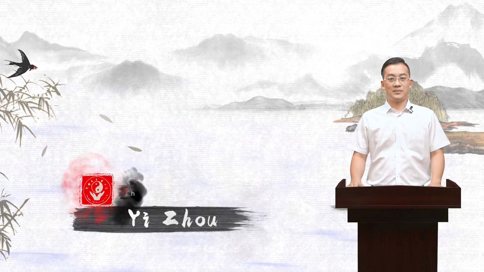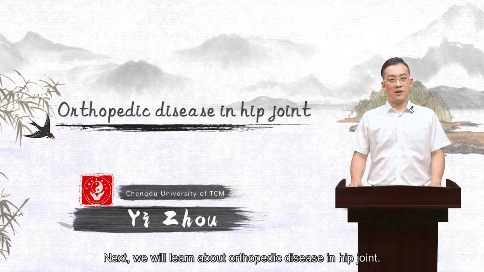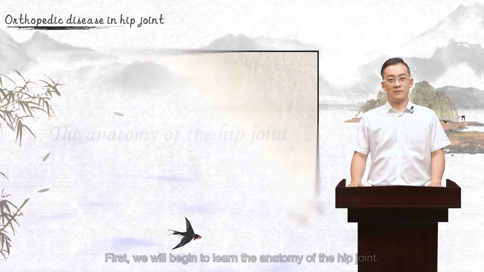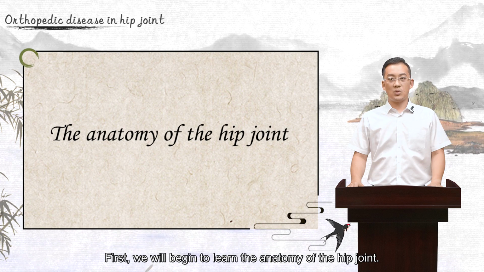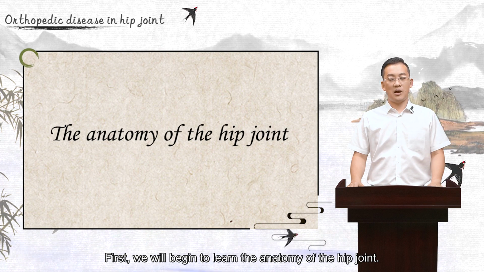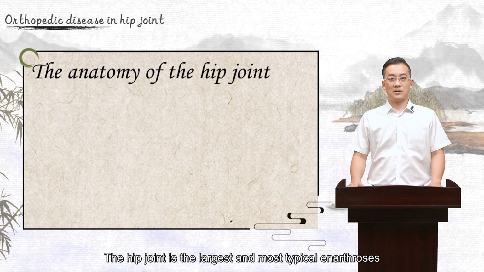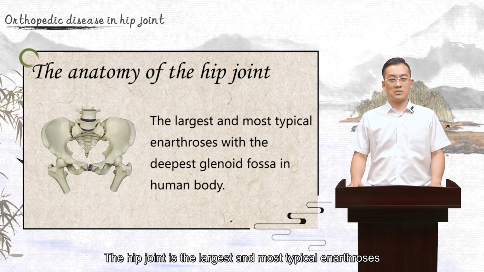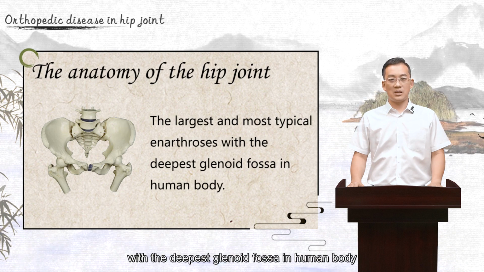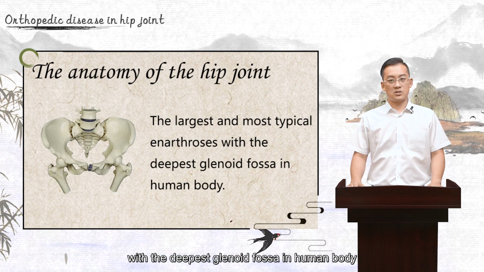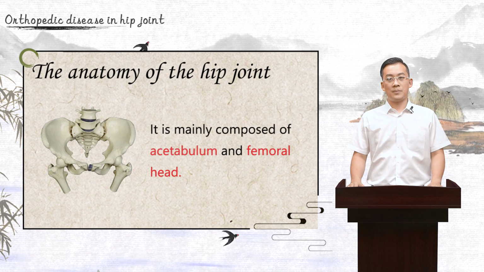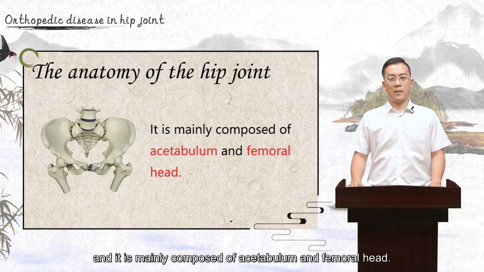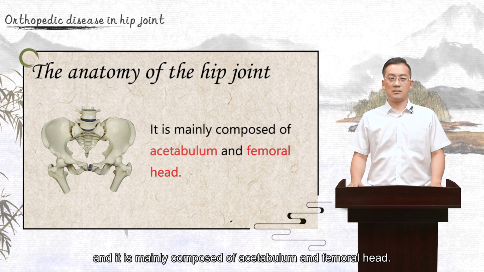Hello everyone. Next, we will learn about orthopedic disease in the hip joint. First, we will begin to learn the anatomy of the hip joint. The hip joint is the largest and most typical ball-and-socket joint, with the deepest glenoid fossa in the human body. And it is mainly composed of the acetabulum and the femoral head.